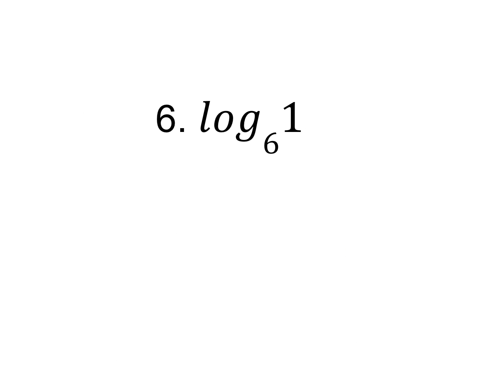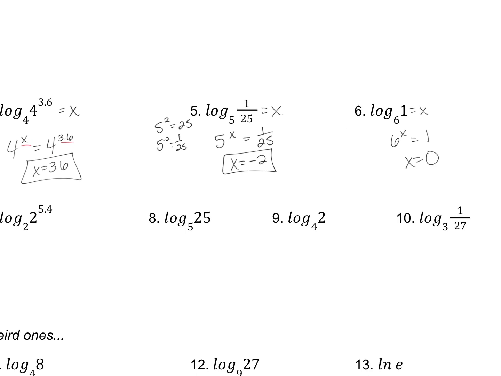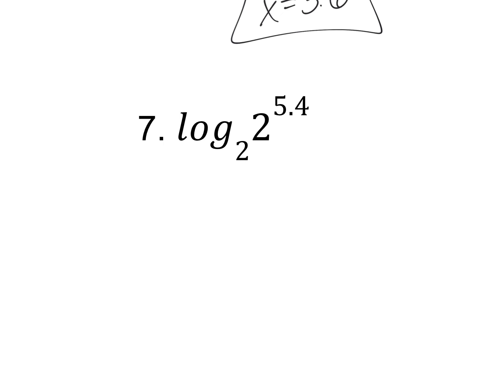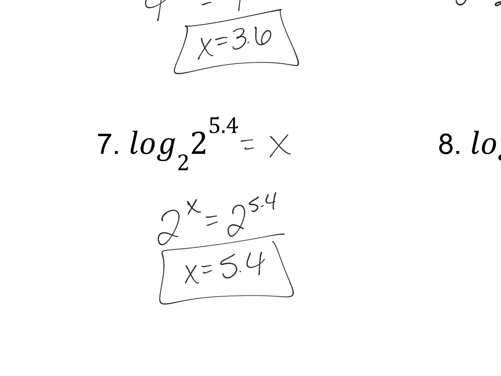All right, let's do another one. Log base 6 of 1 equals x, so 6 to the x equals 1. This is like that number 3. How do you get a number raised to an exponent to equal 1? Well, that exponent needs to be 0. Okay, another one. Just the more you see of these, the better you're going to get them, I promise. So 2 to the x equals 2 to the 5.4. What does x need to equal? Well, it needs to equal 5.4, right, in order for those to match.